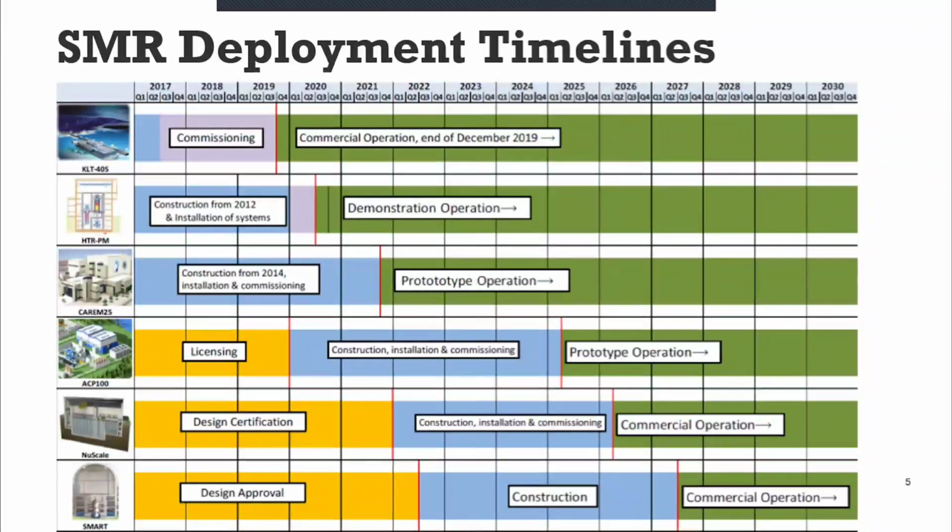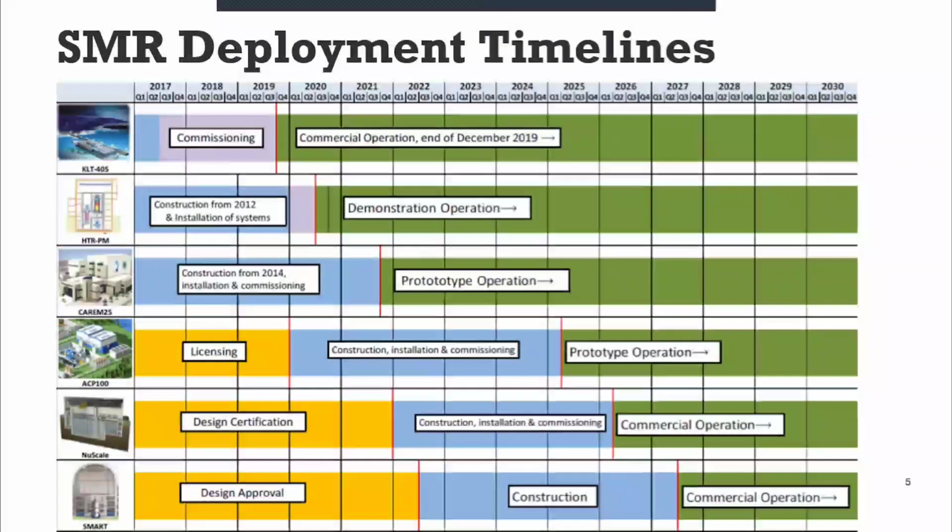So right now, as we've discussed earlier with the Akademik Lomonosov, which was deployed in 2019 in the Russian state, and with the Voyager, which was deployed in 2022 in the United States of America, these diagrams depict how SMRs are moving in their timelines from ideation to deployment.